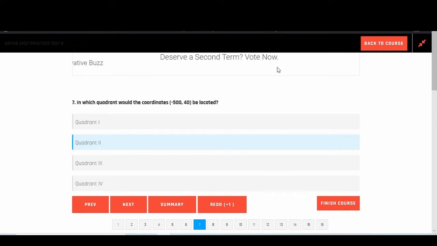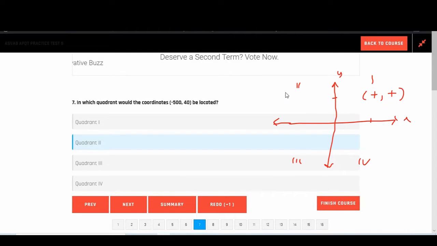All right, number 7 says, in which quadrant would the coordinates negative 500, 40 be located? So again, we're working on a coordinate plane, which you may have seen in algebra. It looks like this. And the way the quadrants are numbered is like this. This is quadrant 1. This is quadrant 2. This is quadrant 3. Quadrant 4. Again, the ordered pair in quadrant 1 is positive, positive. Your y is positive and your x is positive.